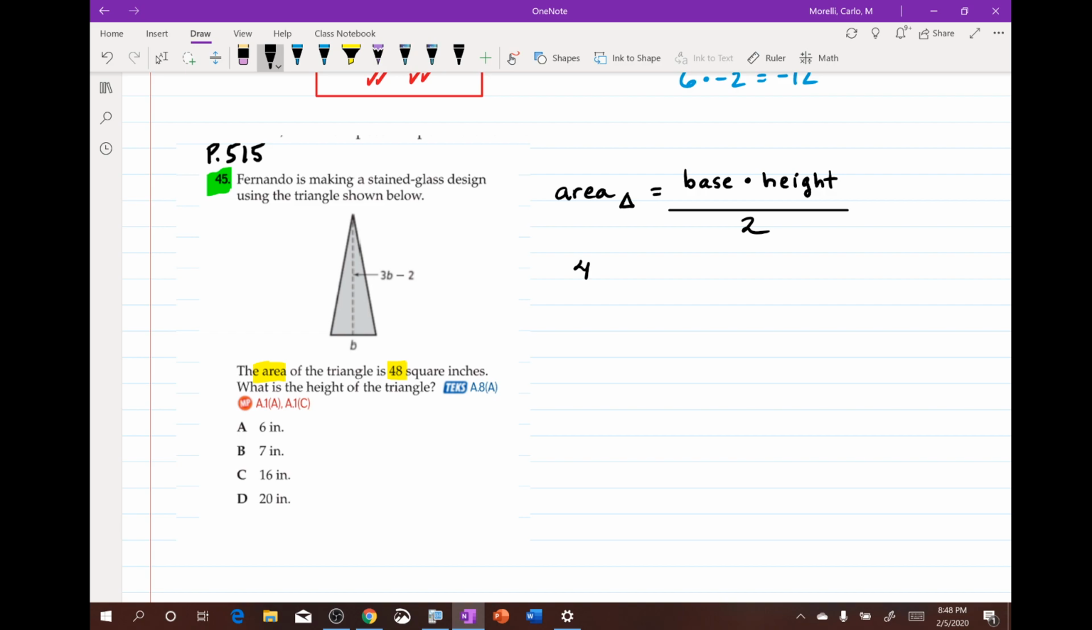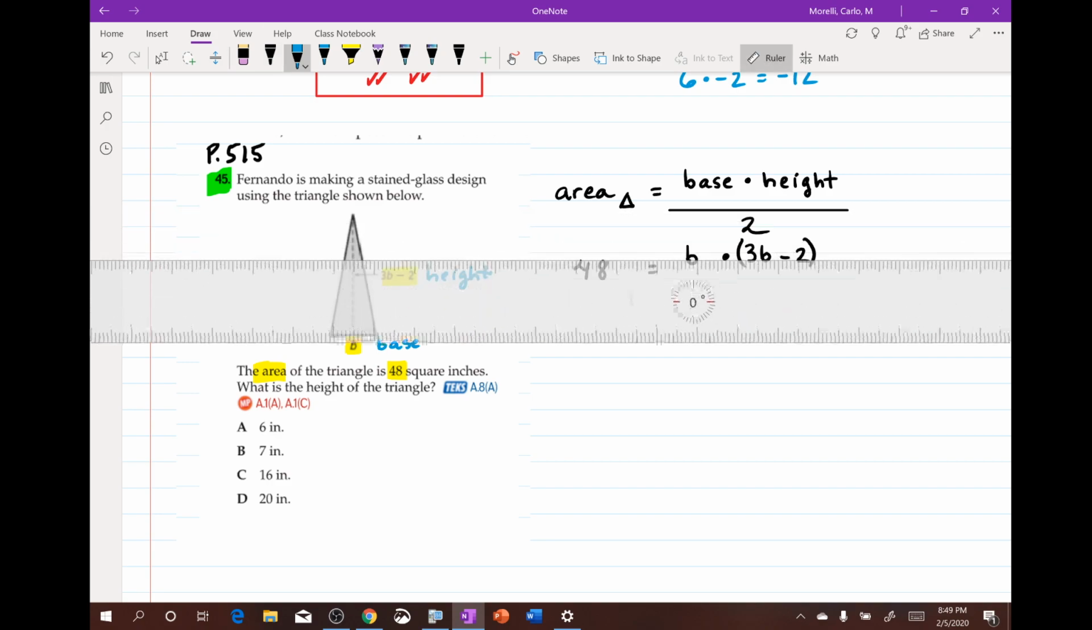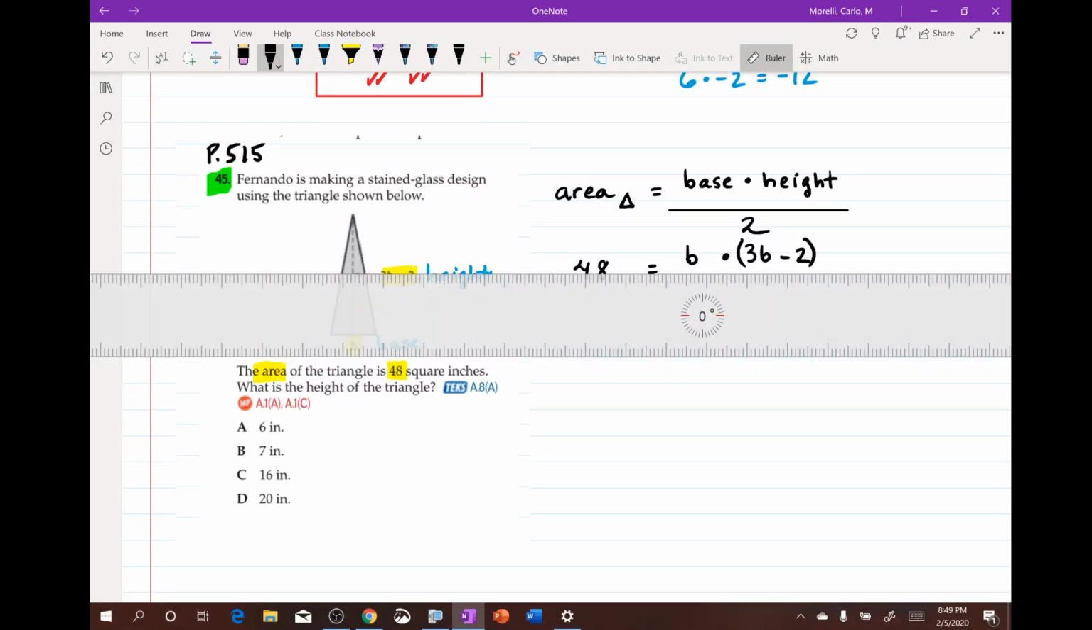Let's plug in what they give us. 48 is equal to, and then it tells us the base is B times the height, which is 3B minus 2. We're getting that from right here. This is the base, and this is the height. And all of that is divided by 2.